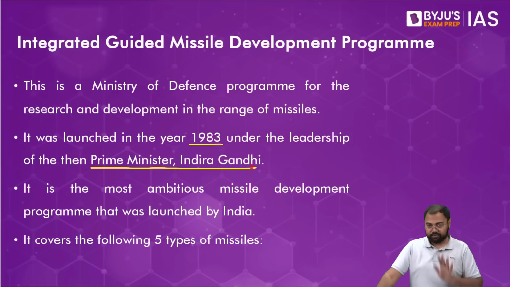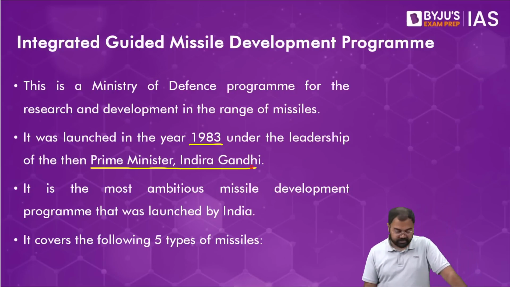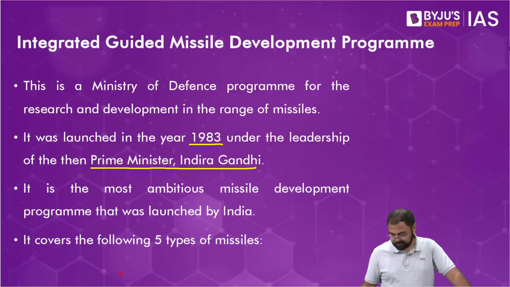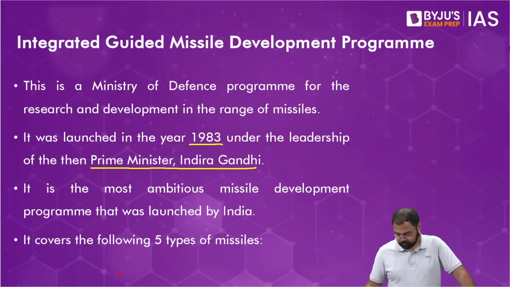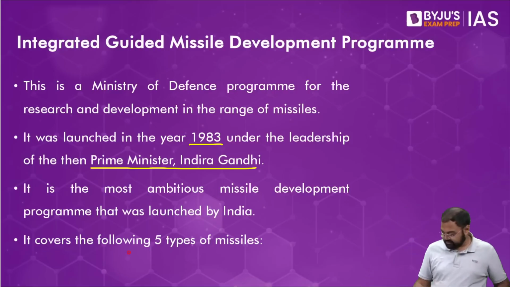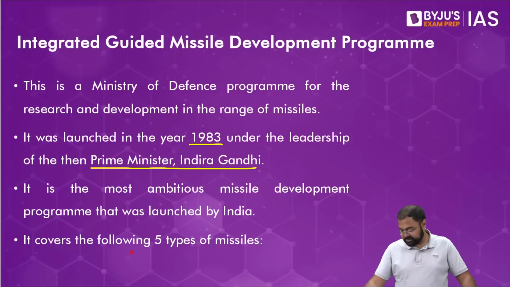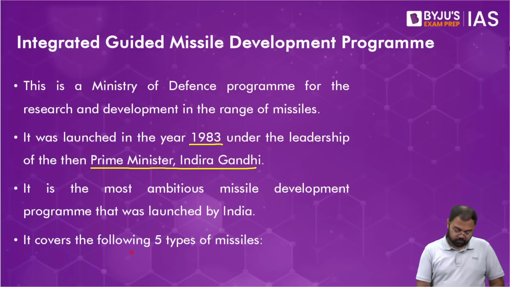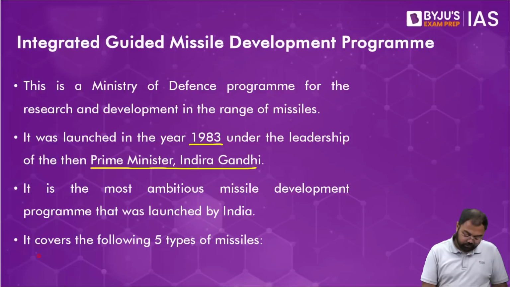So there are five types of missiles that we developed under this program. Can you name them? Can you name the five types of missiles? Yes, Agni is one of them, correct. Trishul, correct. Prithvi, correct. Varsha, you have given the correct list. So many of you have given the correct answer. That's great.